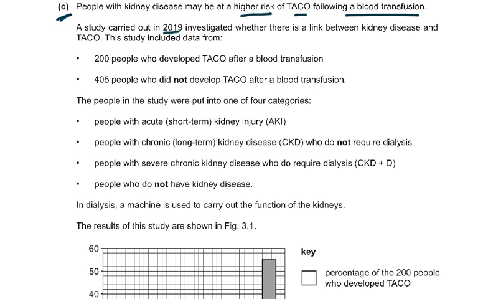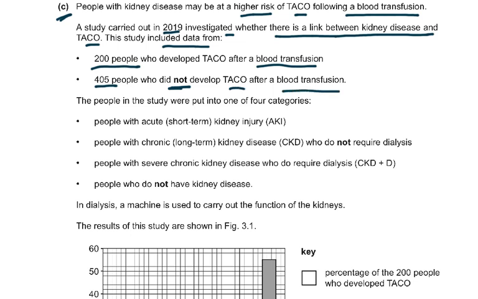A study carried out in 2019 investigated whether there is a link between kidney disease and TACO, and this study included data from 200 people who developed TACO after a blood transfusion, and 405 people who did not develop TACO after a blood transfusion. So there's a discrepancy. The 200 was a smaller number, 405 is a larger number. The people in the study were put into four categories.